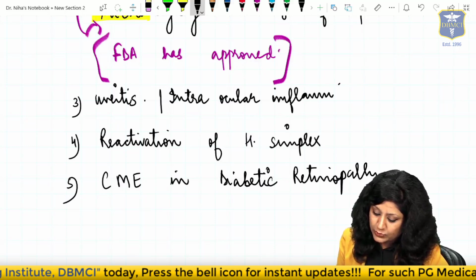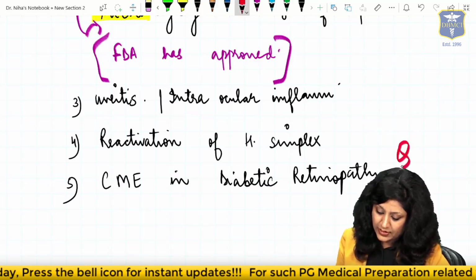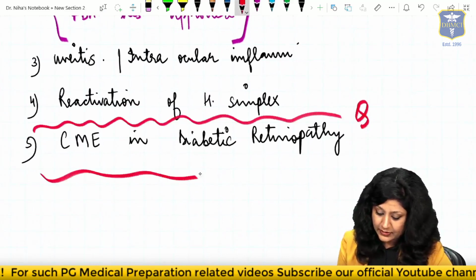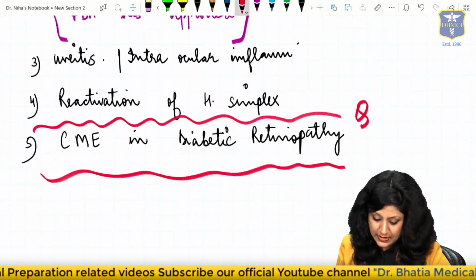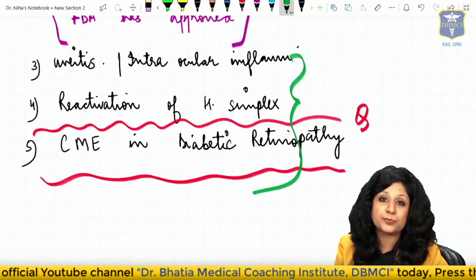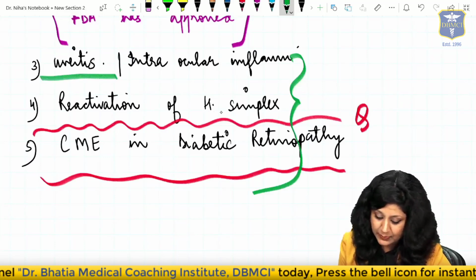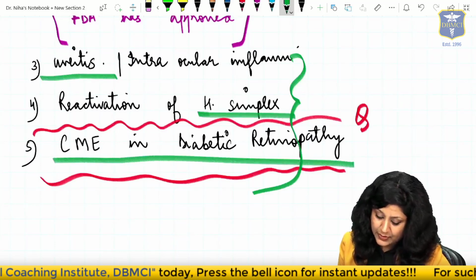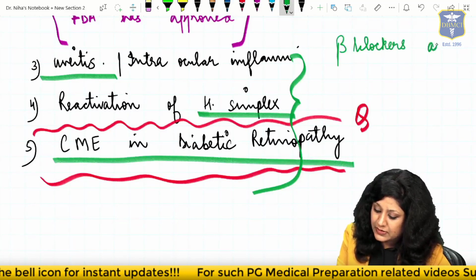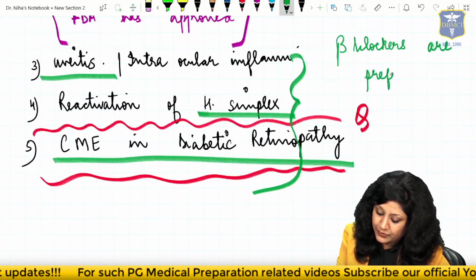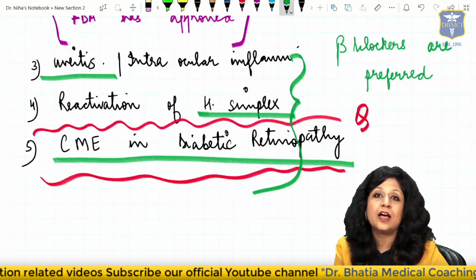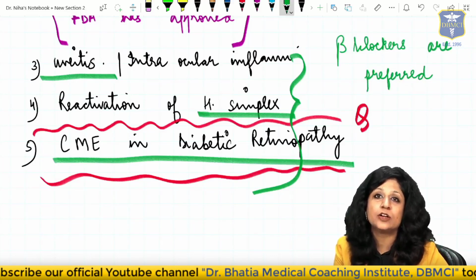This question was also asked last year. So again, this question is important. Cystoid macular edema can occur in diabetic retinopathy patients. Now in these conditions where we have a problem using these prostaglandin analogs, it can be uveitis, it can be herpes simplex, or it can be diabetic patients. Here what we are doing, beta blockers are preferred. In these cases, beta blockers are actually preferred, and we are not using the prostaglandin analogs here. That is why, though they are the drug of choice now, still they are not the most commonly used drug.